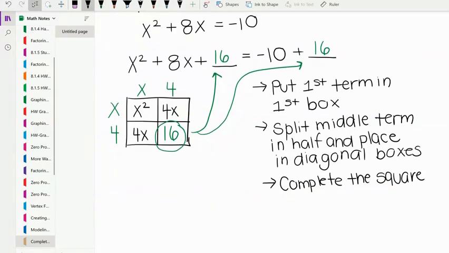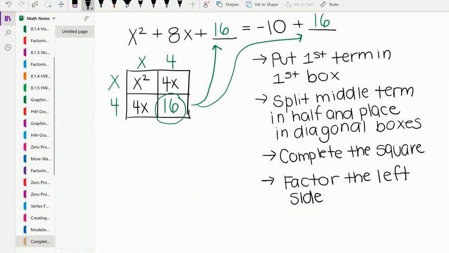Okay, so the next thing that we are going to do is factor the left side, but if you can see, we've actually already factored it, right? We have x plus 4 and x plus 4. So we end up getting x plus 4, because it's twice, we're going to write x plus 4 squared equals, and we have negative 10 plus 16, which would be 6. And then the last step is move everything to one side.